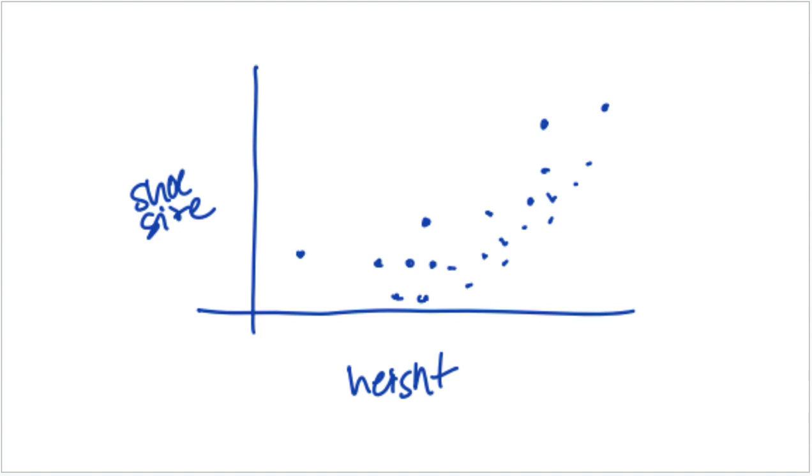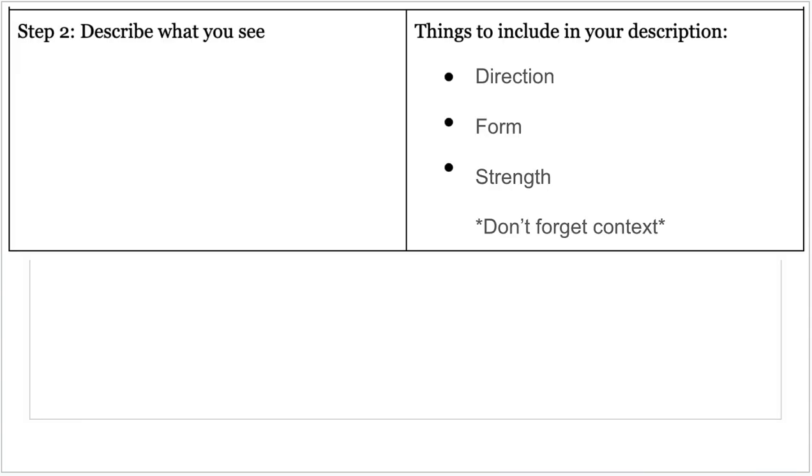Okay, so step 2 is we're going to look at these scatter plots. We look for certain things: direction, form, strength. And when we describe what we want to see in our scatter plots, we always need the context. We've talked about that with one variable stats. We always need the context there.